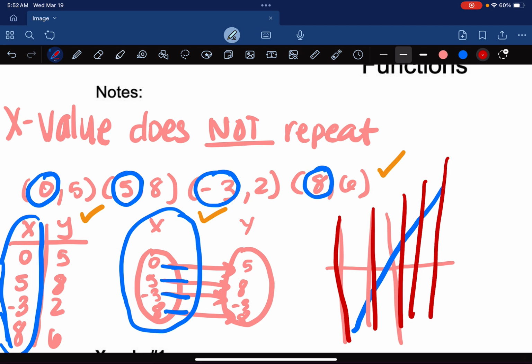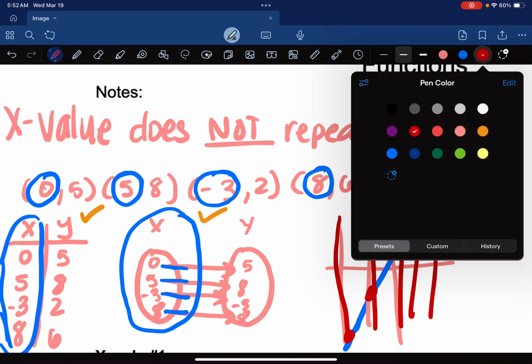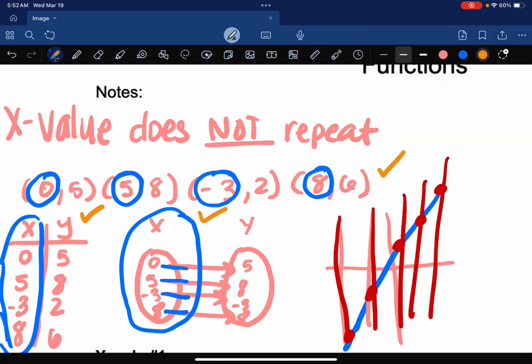And each of these vertical lines can only touch my blue graph one time. So here, here, here, here, here. If any of these vertical lines were to touch this blue graph more than once, then that would not represent a function. This one does represent a function because it only touches the graph one time at any point.